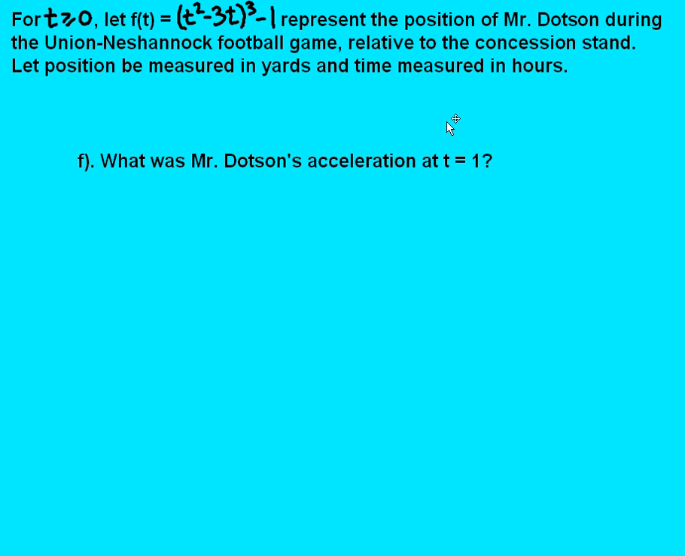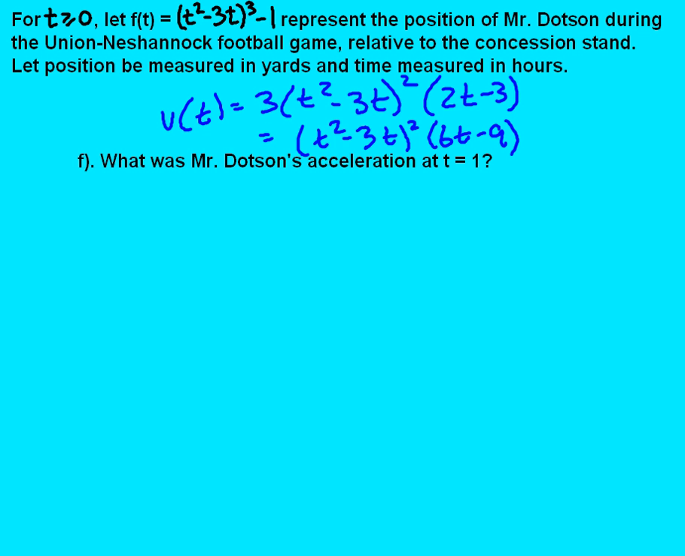Well, acceleration is the derivative of velocity. So our velocity function from earlier looked like this. At this point, to try to make it a little easier, I will try to simplify it, knowing I have to take another derivative. So I did this here to get t squared minus 3t, that whole thing squared, times 16 minus 9. So, acceleration is equal to the derivative of velocity.